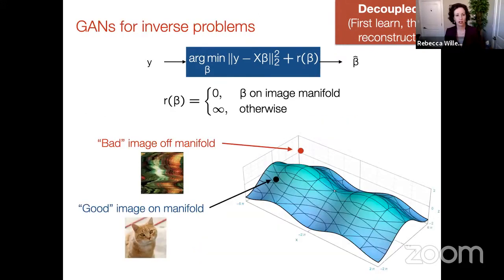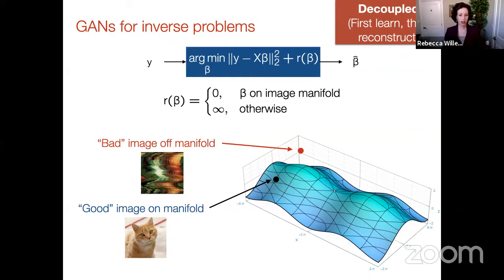Another example uses generative adversarial networks or generative models. And the idea here is this. Imagine that all of the images that we want to reconstruct, or that we care about, lie on some low dimensional submanifold. If we knew what that manifold was, then we could use that to form a regularizer. So we could say, for instance, that our regularization term, R of beta, is 0 for any image beta that's on this manifold and infinity otherwise.